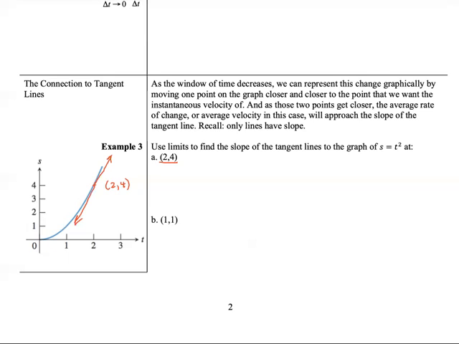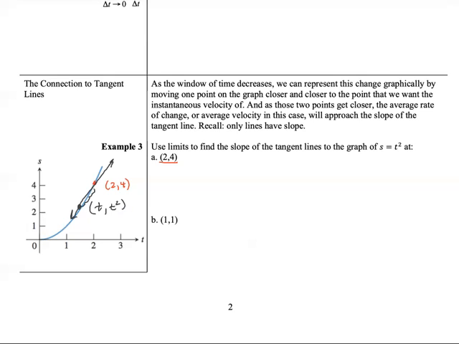Okay, so how do we do that? Well, we take our point 2, 4, and we take an arbitrary point, any point on the graph. Okay, an arbitrary point. Using our function, we can say whatever time t is, our distance is t squared. And we find the slope between these 2 points. And then we take that point and we move it closer and closer. That's what the limit does.